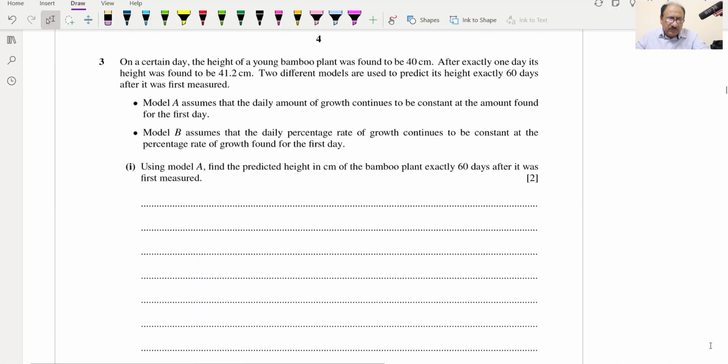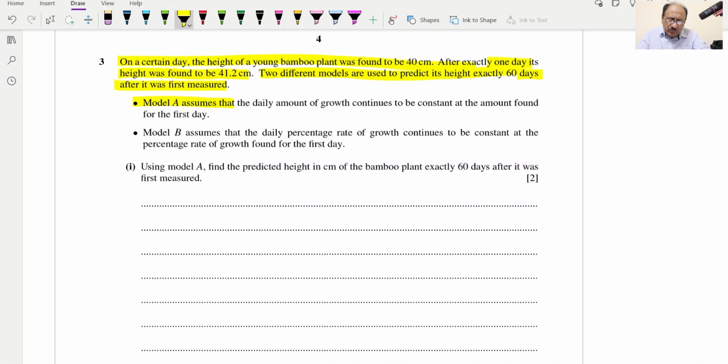Now question number 3. Question 3 says, on a certain day, the height of a young bamboo plant was found to be 40 centimeter. After exactly 1 day, the height was found to be 41.2. Two different models are used to predict its height exactly 60 days after it was first measured. So model A is what?